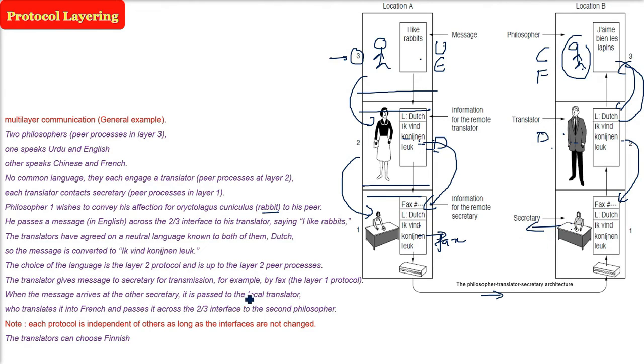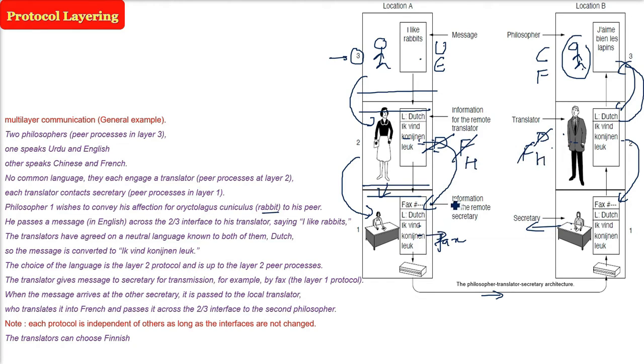Each protocol is independent of another, only the interfaces are changed. For example, the layer 2, they are translating. They can change it into Finnish. They can change it into, say, Hebrew or Arabic. It doesn't matter, because finally it is layer 2 that decides what language they choose.